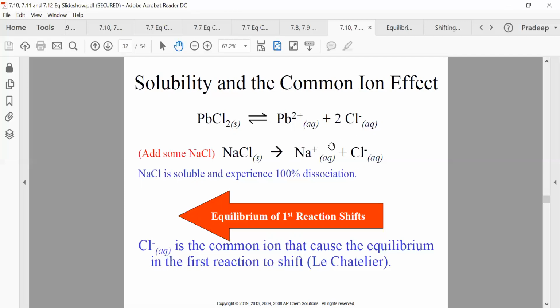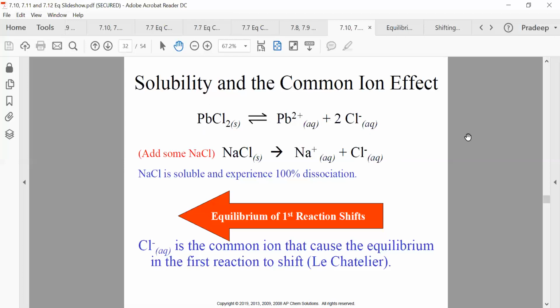Whenever you add a salt or another compound to this reaction, and this addition creates a common ion with the original reaction, you are adding chloride towards the right side of the equation, which means you're increasing the concentration of chloride ions. Now, what do you think will happen whenever I'm increasing these chloride ions? Will the reaction still keep producing more chloride ions, or will it move the other way?